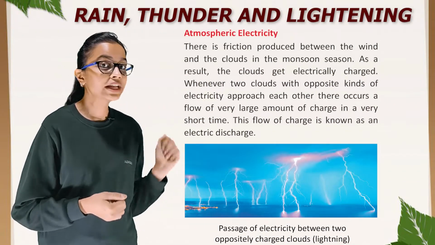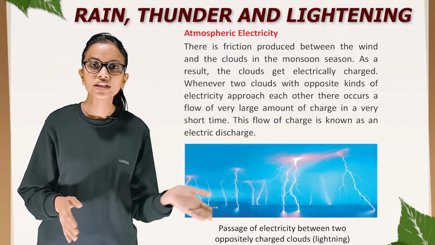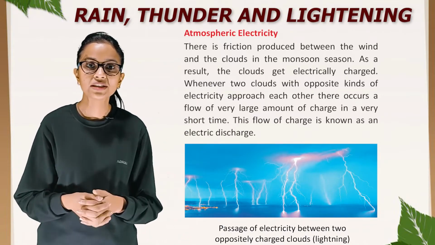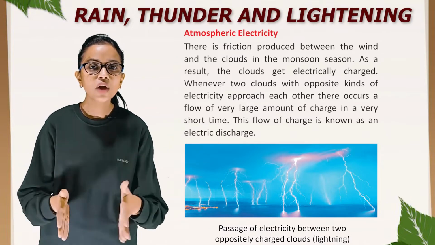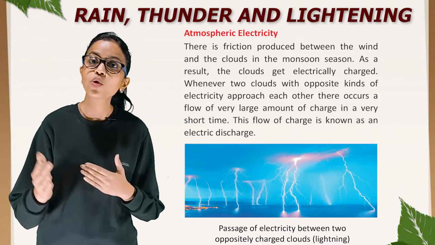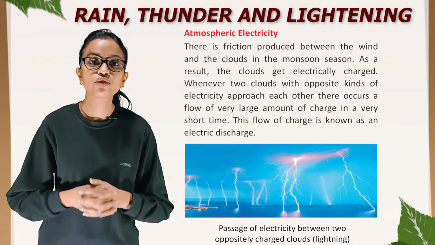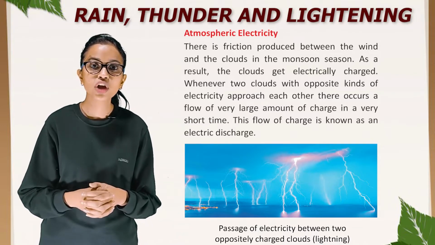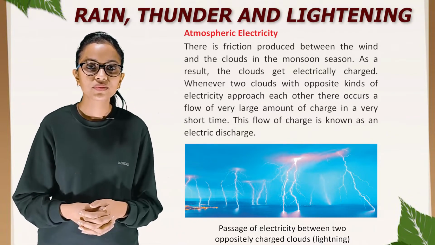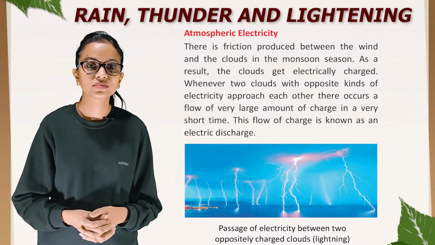Now, atmospheric electricity. There is friction produced between the wind and the clouds in the monsoon season. As a result, the clouds get electrically charged. Whenever two clouds with opposite kinds of electricity approach each other, there occurs a flow of a very large amount of charge in a very short time. This flow of charge is known as an electric discharge.